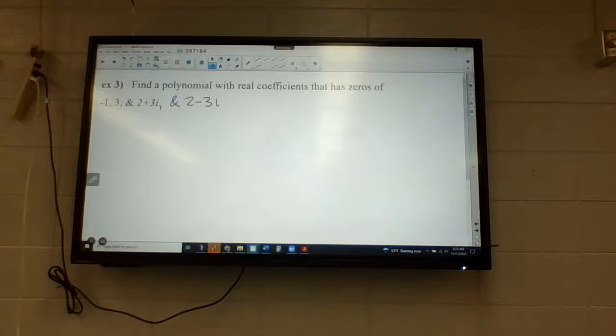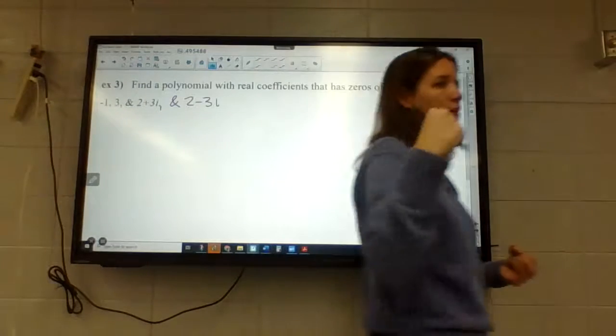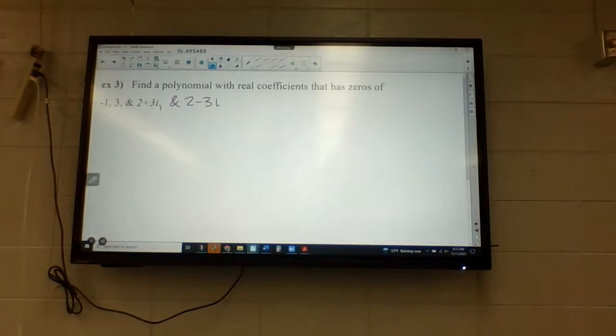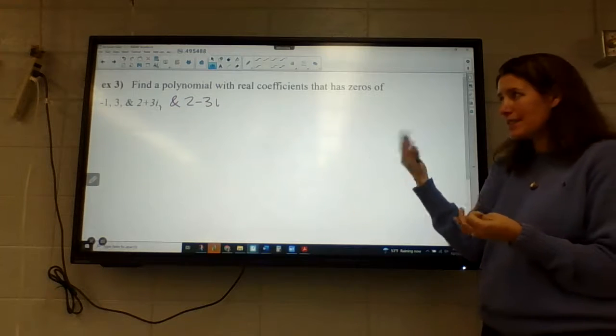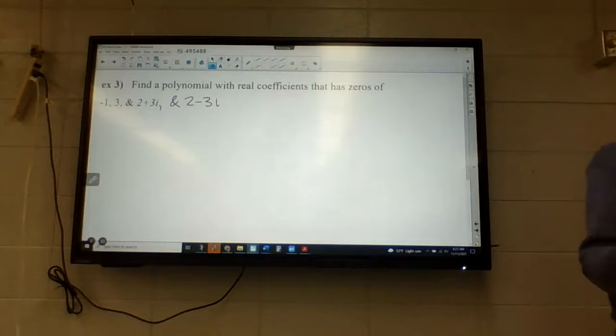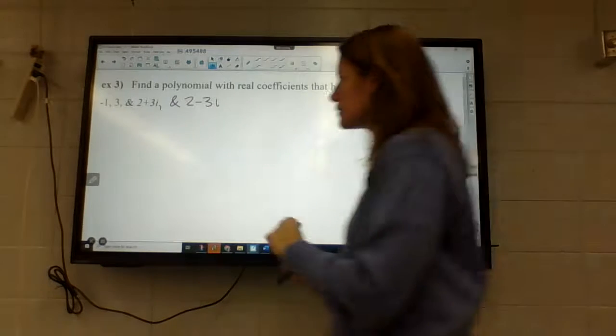Now, it says find a polynomial. Now, there could be many more polynomials because they don't tell us what the degree is. We just want to find one, so we're going to find kind of the easiest one out of all of them. So what is our degree going to be for our polynomial we write? 4. It's going to be 4. Now, technically, this polynomial could have other zeros. They don't list them, but we don't know for sure, so we're just going to stick with what we have right now. So we have to write our factors.